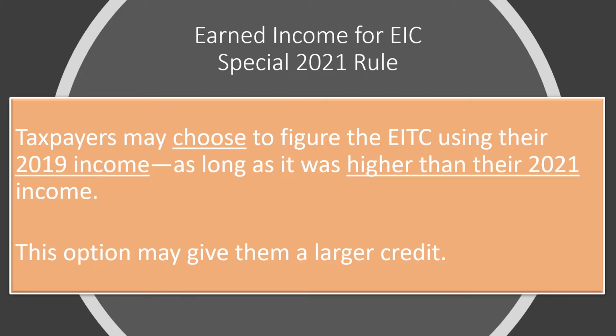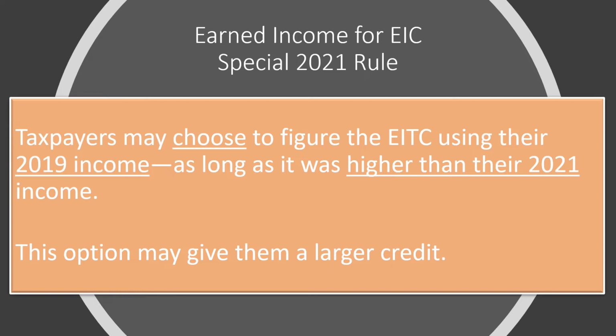Now we do have a special rule for earned income credit for 2021, and that's that taxpayers can choose to figure the earned income tax credit using their 2019 income, as long as that income was higher than their 2021 income. So this is something we might want to be on the lookout for. It may give them a larger credit.